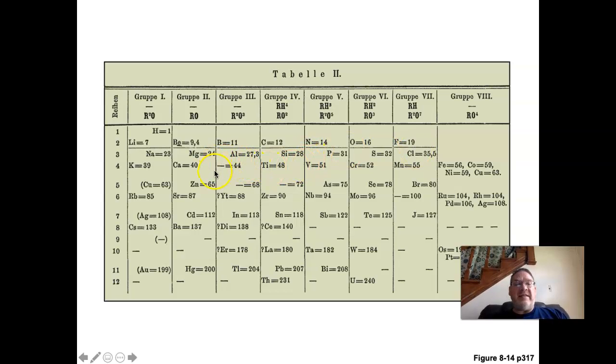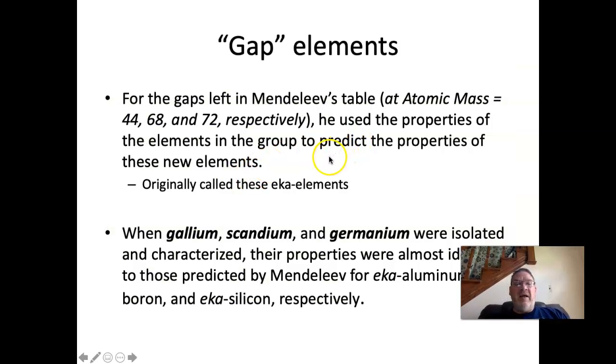But what was interesting is he left some gaps here at 44, 68, and 72. Mendeleev, when he put together his table, noted that elements within the same group had similar chemical and physical properties. But in some cases, here's titanium, element 40, atomic mass 48. It did not have the same properties as boron, aluminum, yttrium, indium, but instead fit more with calcium, silicon, titanium, zirconium.